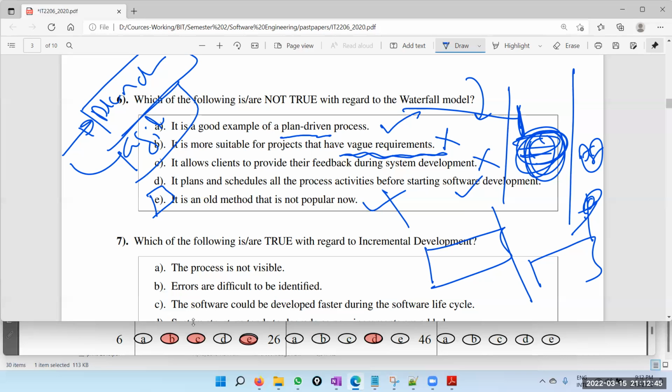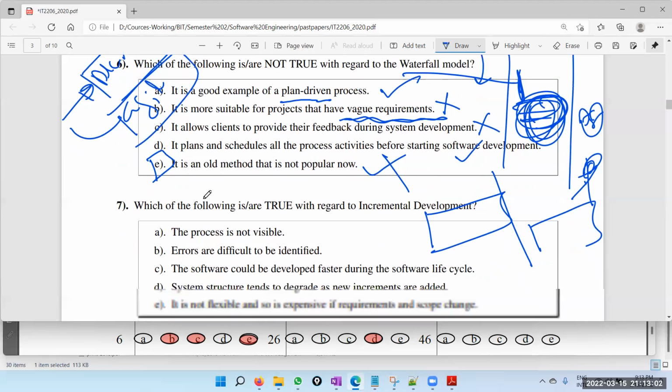For me, waterfall is the old approach. Waterfall is not popular right now. Very rarely do people use waterfall in business, in the industry. Anyway, it's a disagreement. Right, question 7.